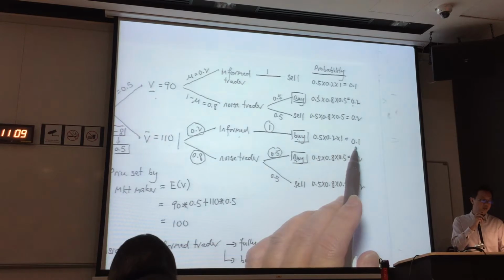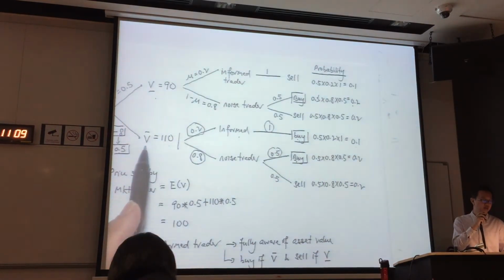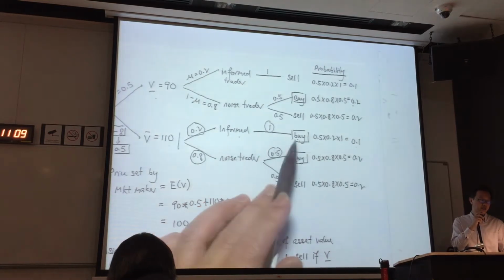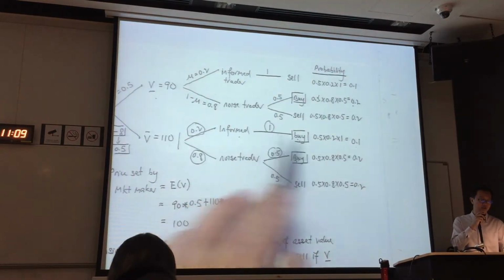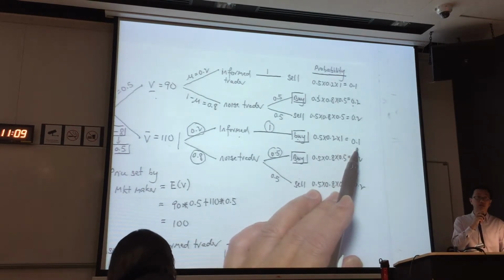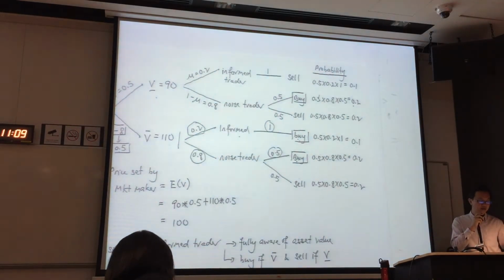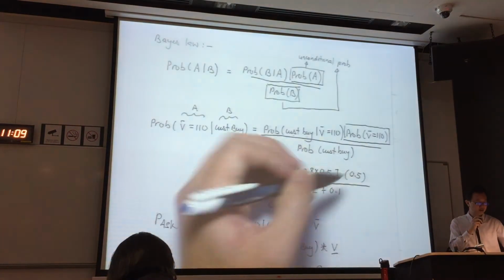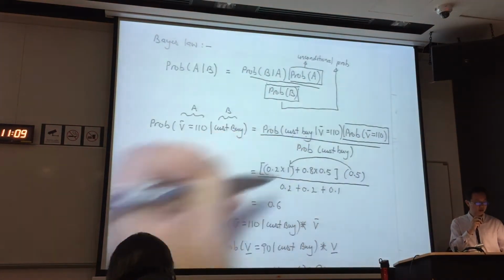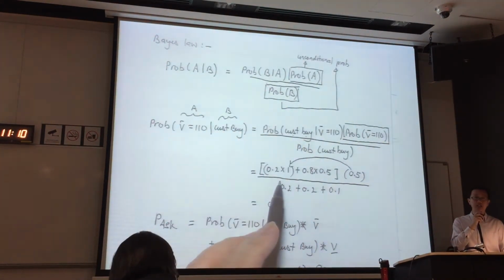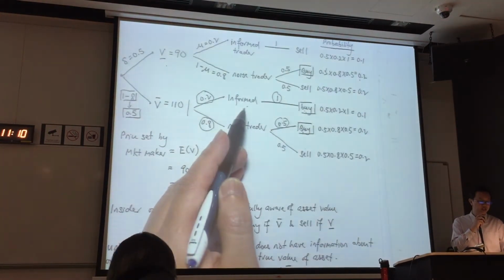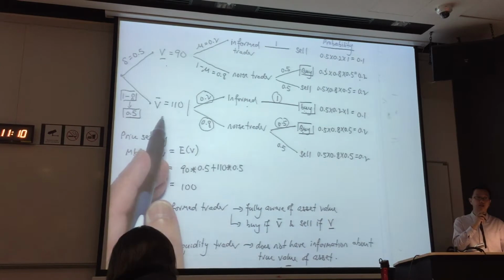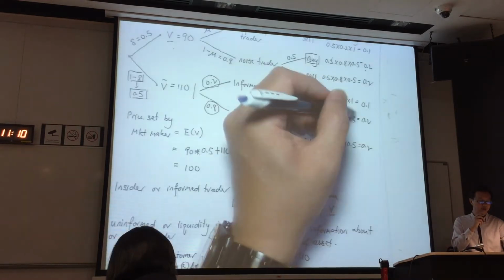Understand? So if you take the unconditional probability that the value is 110, and you multiply by the conditional probability of the informed trader buying, 0.2 and 1, they give you 0.1. So if you multiply this in, it just gives you the probability of the scenario where the informed trader will be buying when the value is 110. This probability here.